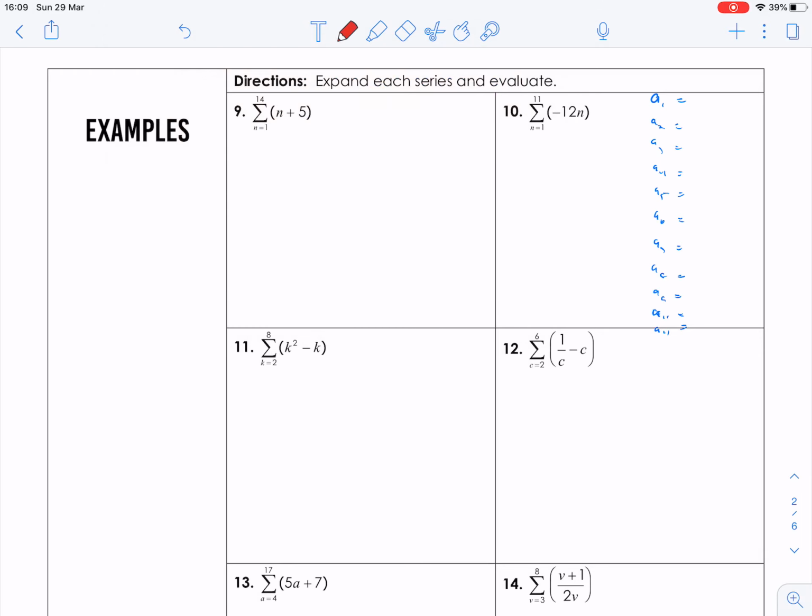Alright, so A1 is going to be negative 12 times 1. Negative 12. Negative 12 times 2, negative 24. Negative 36. Negative 48. Negative 60. Negative 72. Negative 84. Negative 96. Negative 108. Negative 120. Negative 132. And when we add those all together, we get negative 792.